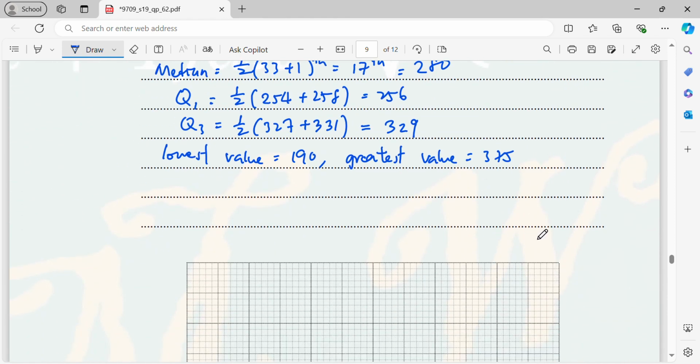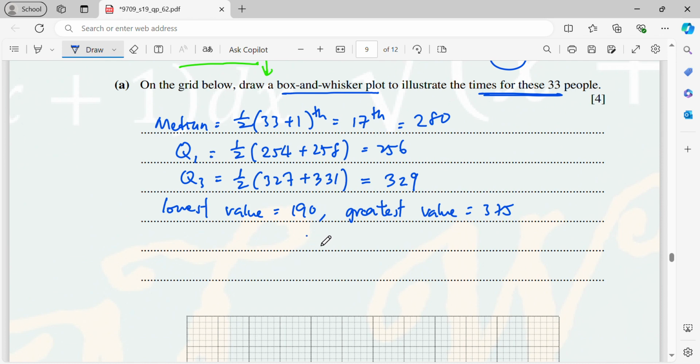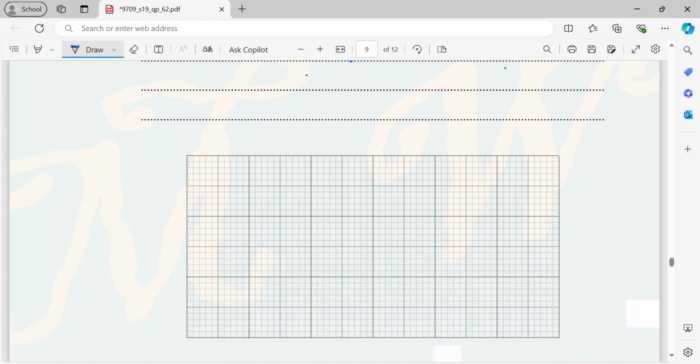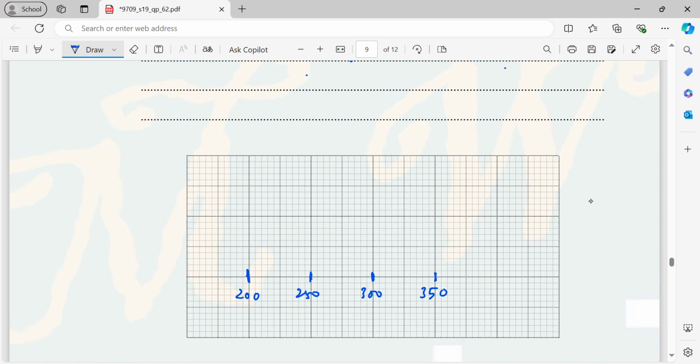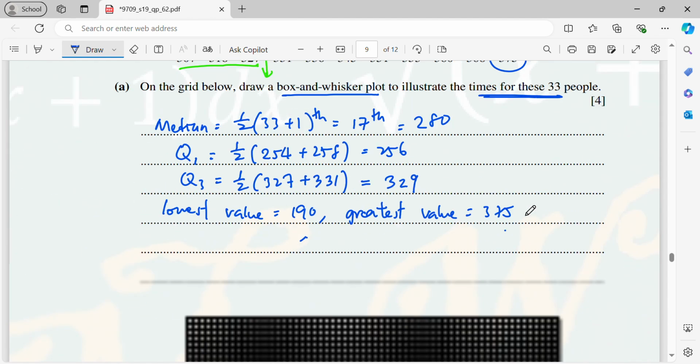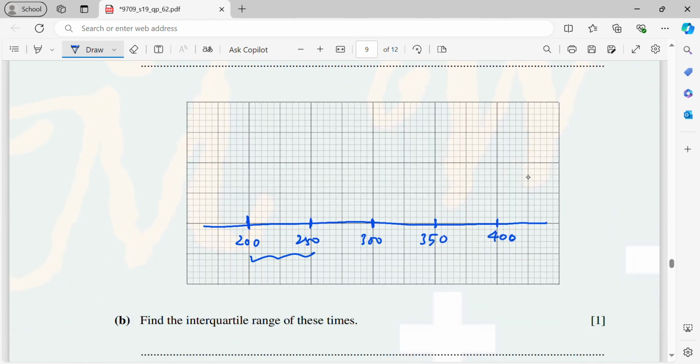Okay, so we have enough information to draw the box and whisker plot. So minimum 190, maximum 375. So 190 probably here, I will start this with 200. This is 240, 300, 350. Okay, I need up to 375. So here is 400. Now my lowest value is 190. So look at here, 10 boxes, but 50 units. So 50 divided by 10, that is 5 units per square, right? There are 10 squares here. So 5 units per square means that 190 will be 2 units before that. So here, 190.